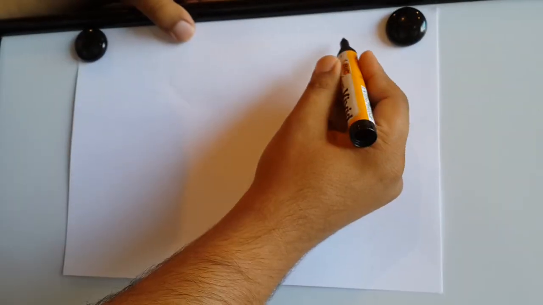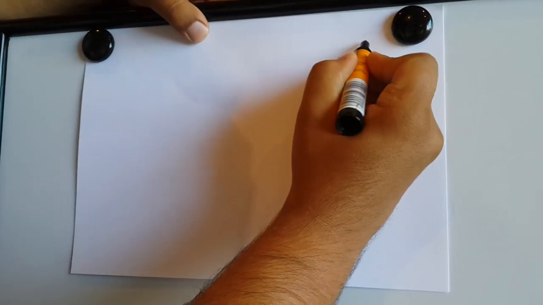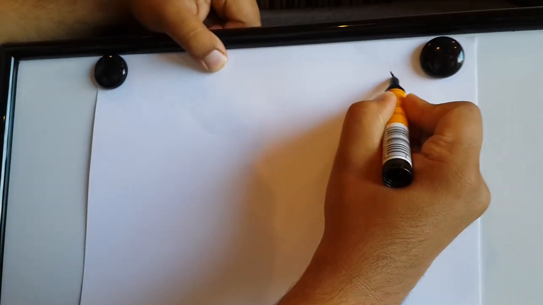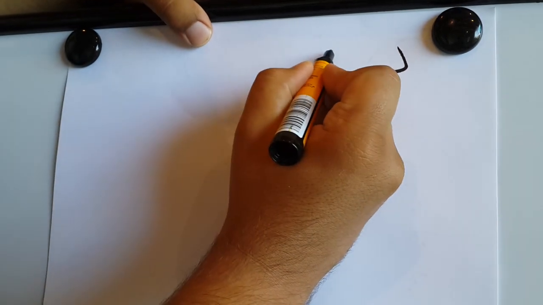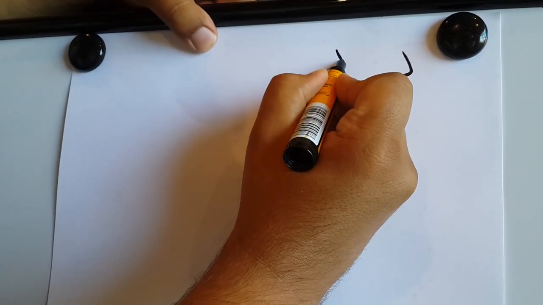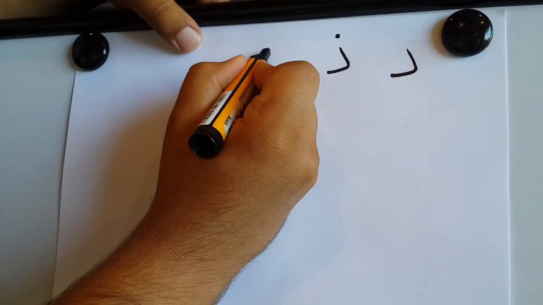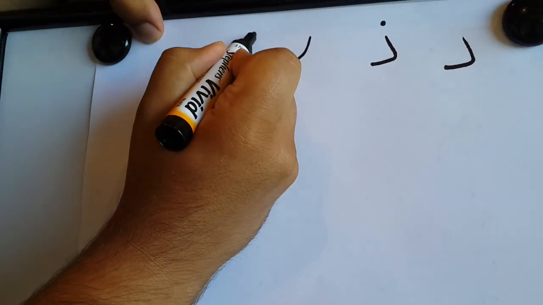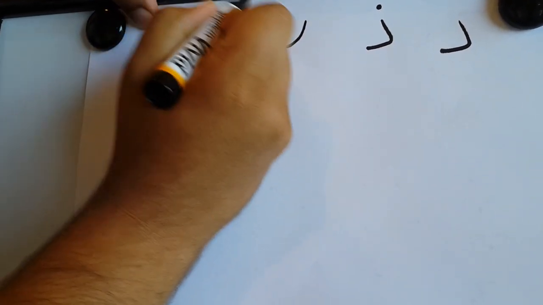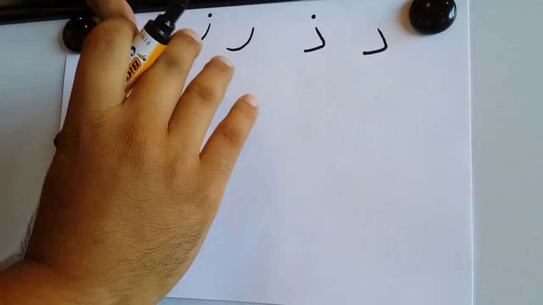Okay, the next letters. Now I will write for you here 4 letters, which is Dal, small line, Dal, Dal, then Ra, and Zai. Now the way we write those letters is similar, that's why we will go through one by one.